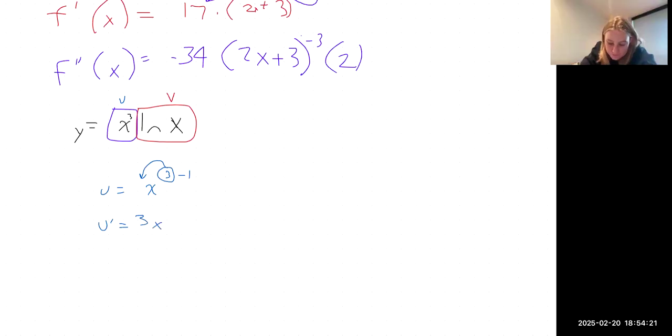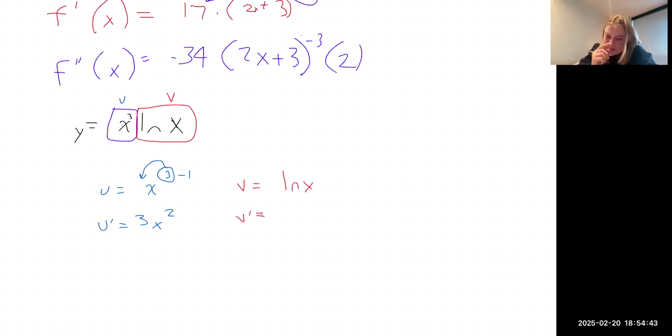So 3x squared. Yep. Okay, so I did the easy one. Now you can do the natural log. Oh, I don't even know where to start with the natural log. All right, so the natural log is going to be, it's kind of a special case.